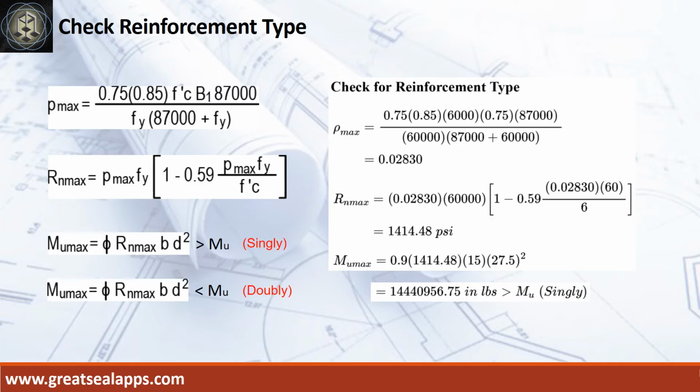The rho max from the given design criteria is 0.0283, then the maximum concrete beam design ratio Rn max equals 1,414.48 psi, followed by maximum moment from given section Mu max equals 14,440,956.75 inch-pounds, which is greater than the maximum design moment Mu.